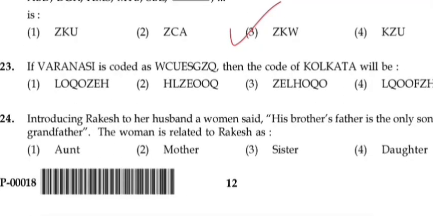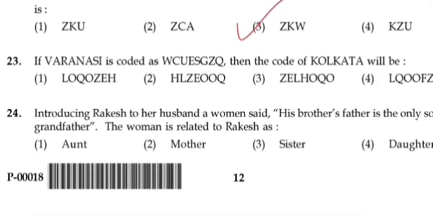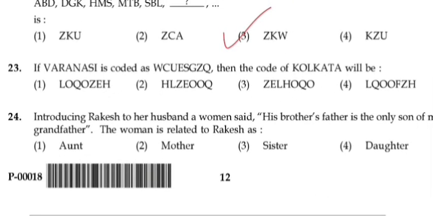Number 23. If Varanasi, VARNASI, is coded as WCUESGZQ, then the code of Kolkata, KOLKATA, will be what? LOQOZEH, HLZEOOQ, ZELHOQO, LQOOFHH. 23. Number 4 will be correct.